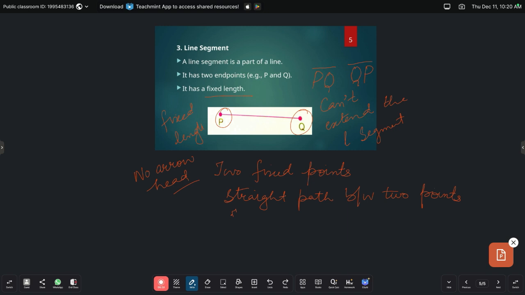So, line segment has two points, one starting point and one end point. There is a fixed length. So, if it has a fixed length, we can measure this line segment. How can we measure it? Using a ruler, which you call a scale. Got it, boys? Is it clear?